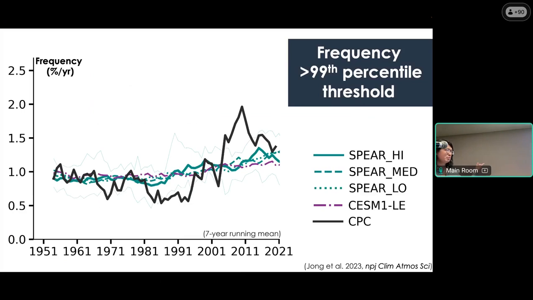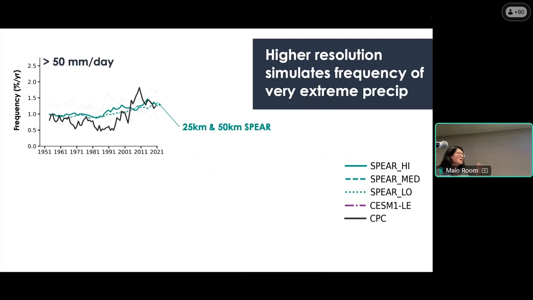So one alternative way, so I'm doing the opposite side of things as Karen suggests, is to use an absolute intensity to select events. For example, we use 50 millimeters per day, which is close to the 99th percentile threshold for this region. We can see the frequencies are around 1% in observations and in the 25 to 50 kilometer SPEAR models. But for models with closer resolutions, we see they are starting to underestimate the frequencies.